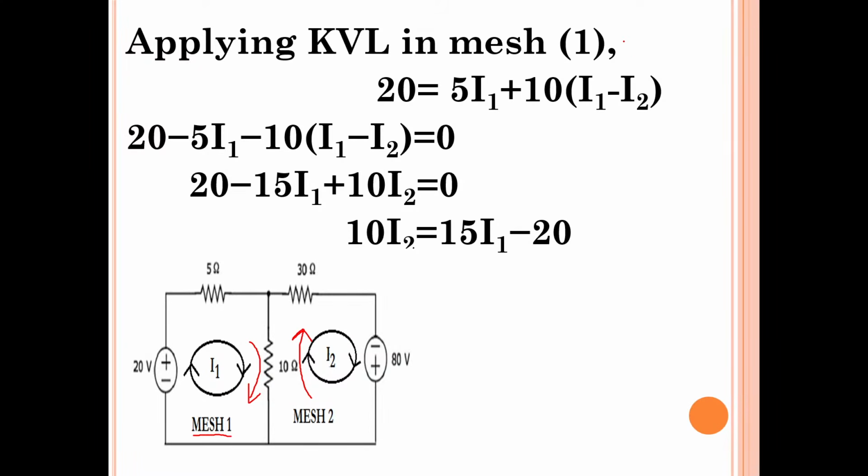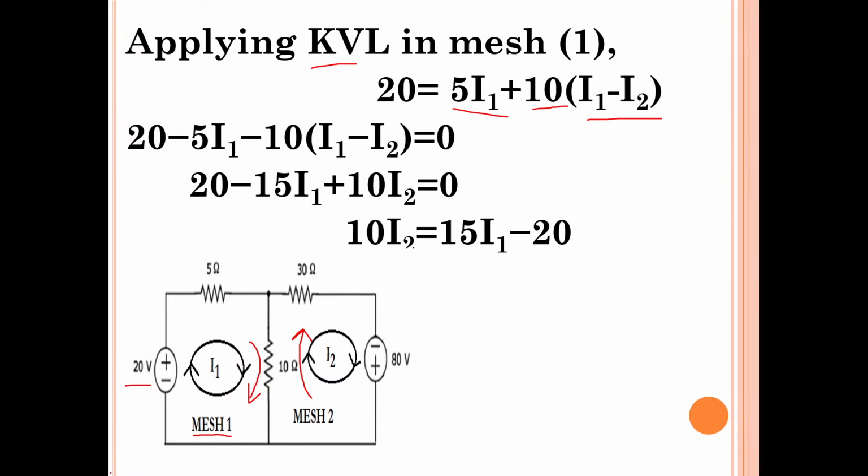So 10 into, Ohm's law. What is according to Ohm's law? Resistance into current is equal to what? Voltage. So resistance is how much? 10. What is the current? Difference of I1 and I2, so I1 minus I2. So 20 is equal to what? Source voltage, according to KVL. 20 is equal to 5 into I1 plus 10 into I1 minus I2.